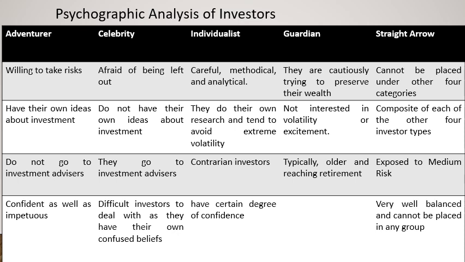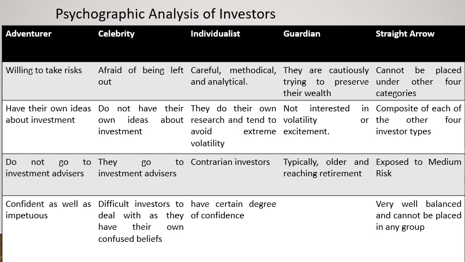Then you can have individualistic investors who are careful, methodical and analytical. Now this is very unique to individualistic investors. They do their own research and tend to avoid extreme volatility. That's their nature. They don't want to be caught in extreme volatility. They are contrarian investors, which means their thinking is different from what people are thinking in general, so they take a different view, which could be opposite to the mainstream view, and they have a certain degree of confidence in themselves. This is an individualistic investor.